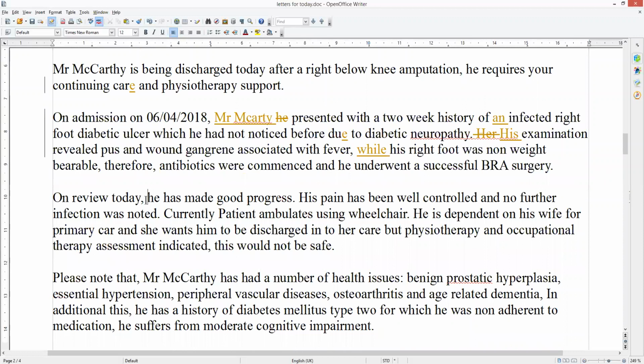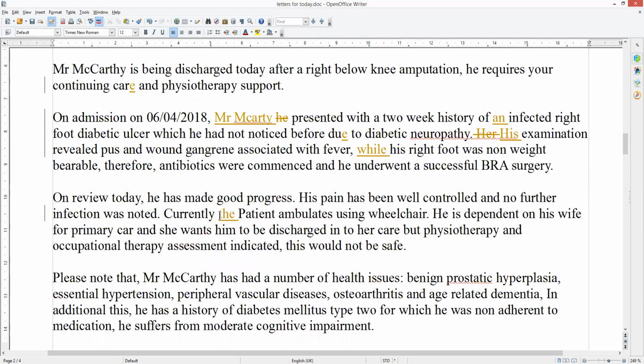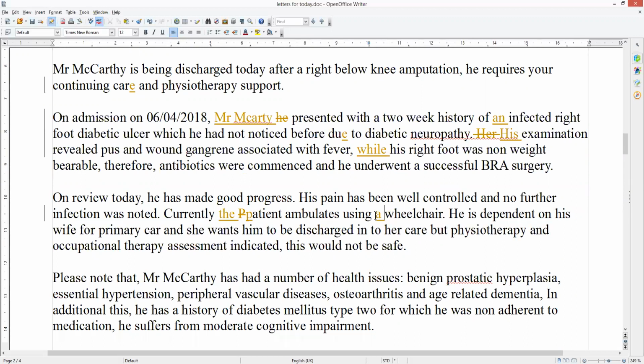On review today, Mr. McCarthy has made good progress. His pain has been more controlled. No further infection was noted. Currently, the patient ambulates using a wheelchair, because you can count a wheelchair. He is dependent on his wife for primary care, and she wants him to be discharged into, that's preposition, into her care. But physiotherapy and occupational therapy assessment indicated, we don't need that comma, this would not be safe.